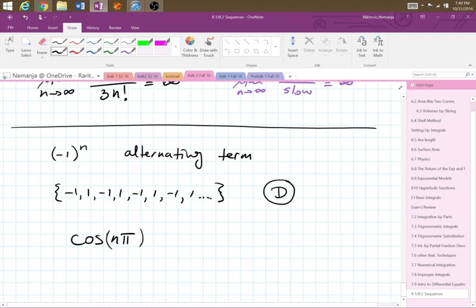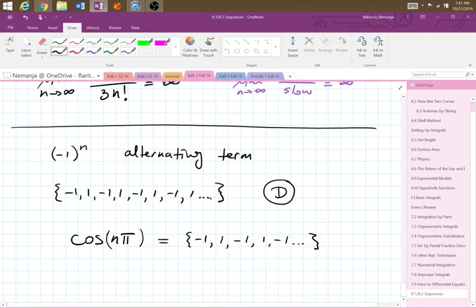Cosine n pi. When n is equal to 1, what do we get? We get -1. And when it's 2, and when it's 3, you see the tricky way of writing the same thing? You've got to be careful about this one.